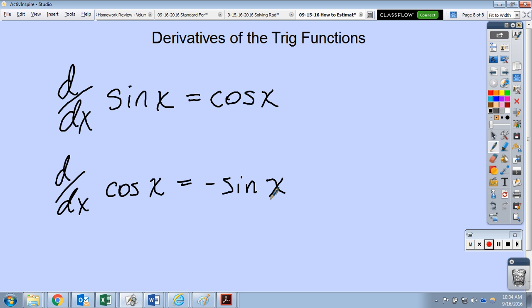We had a reference sheet last week. So we need to memorize these for the test? Yeah, unfortunately.